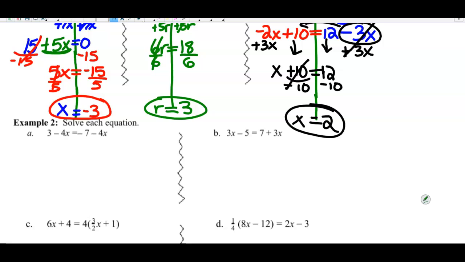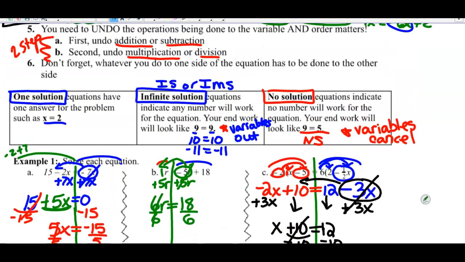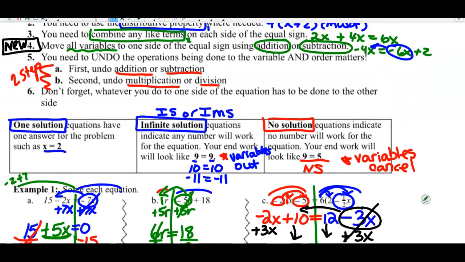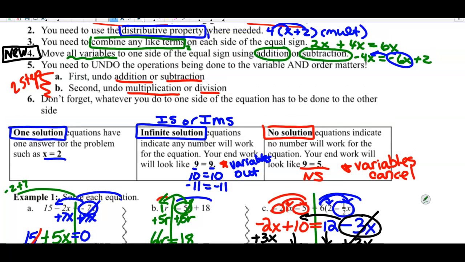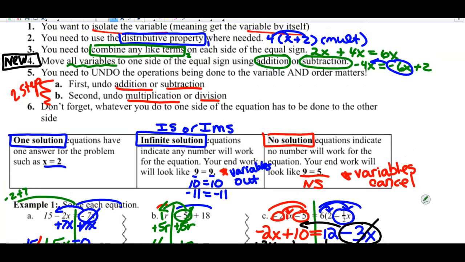So remember, let's just review our steps. We always look for distributive property. That's right here. And then we look for combining like terms. That's in our green right here. The next part is we have to move the variables. We said the variables to one side of the equation, and we have addition or subtraction.